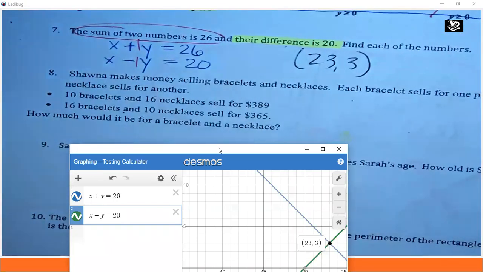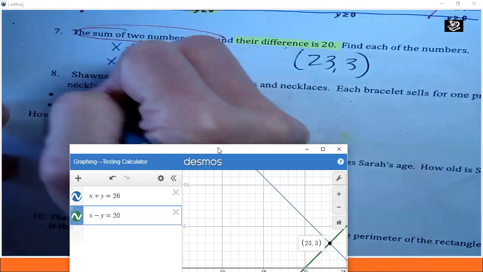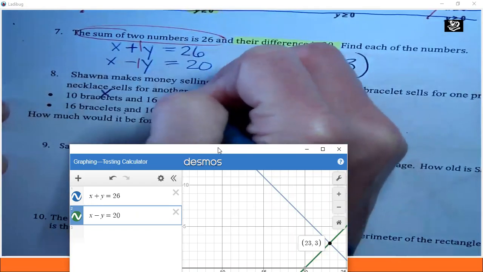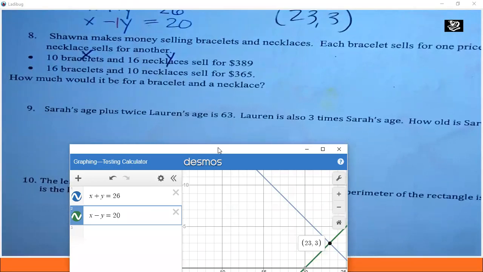What do you want to let X and Y be? All right, X's bracelets, Y's necklaces. Write it down, write it down, write it down. X's bracelets, Y is necklaces.